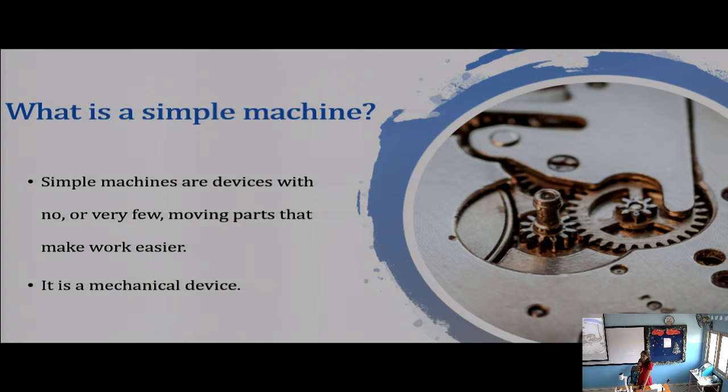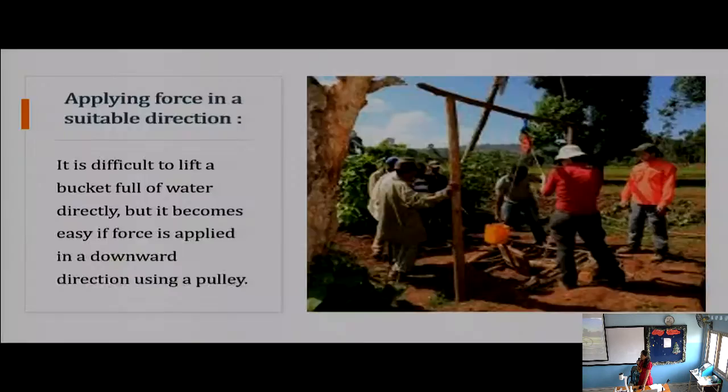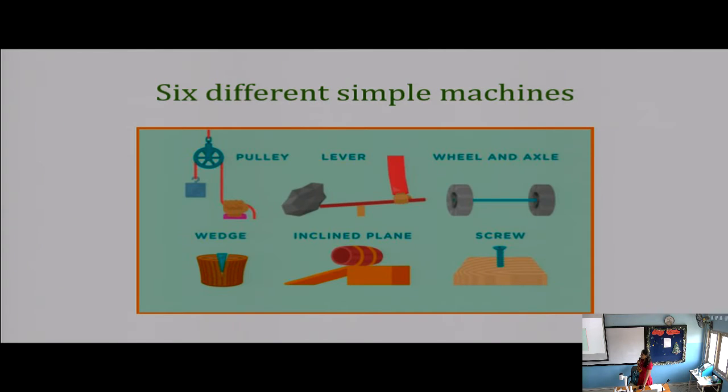Simple machines are devices with no or very few moving parts. That is called a simple machine. How many simple machines are there? 6. What are they? What are the 6 simple machines?